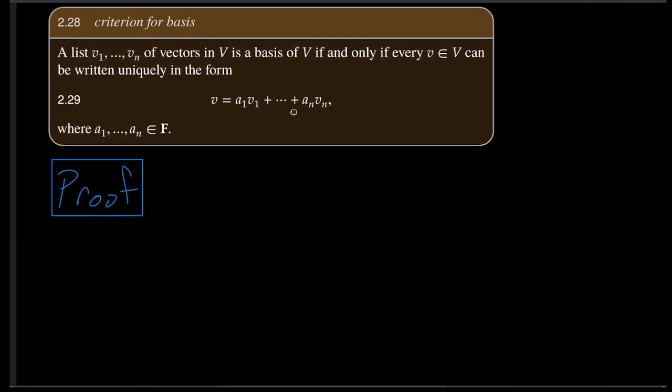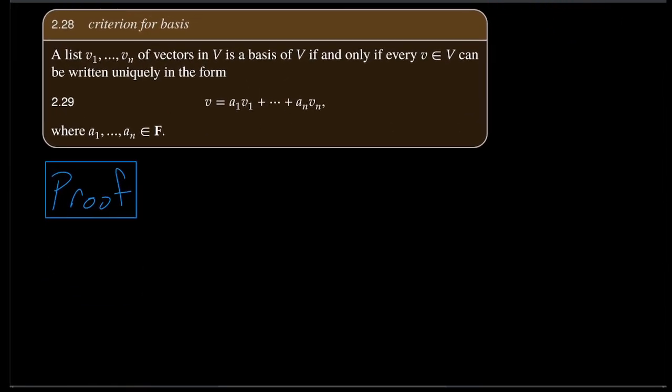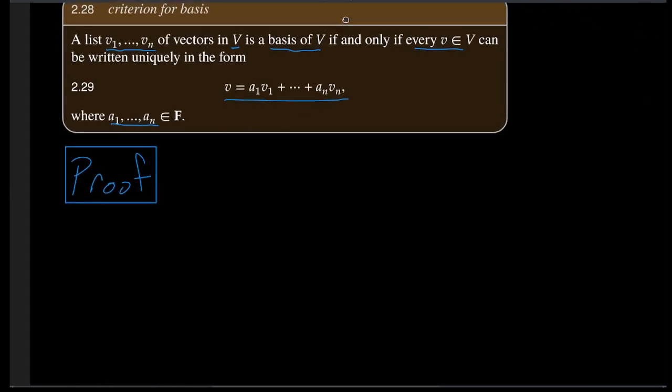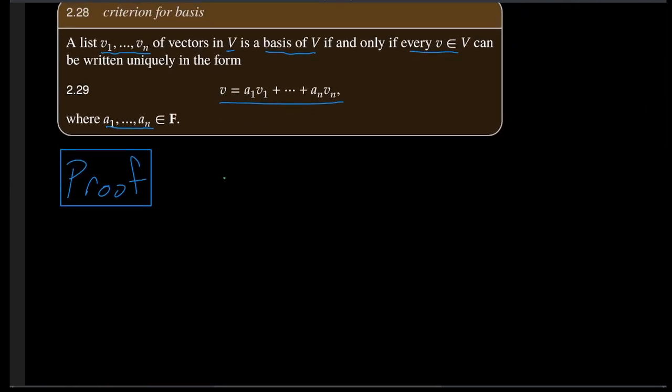Here's the first one, the criterion for a basis. So we've got a list of vectors in V. Let's suppose that it's a basis. Then every v in V can be written uniquely as a linear combination of these guys for some scalars in the field. Conversely, if every v in V can be written uniquely in this form, then this list is a basis. That is, let's justify this example I just did right there.